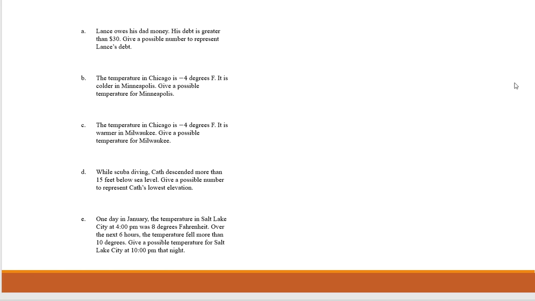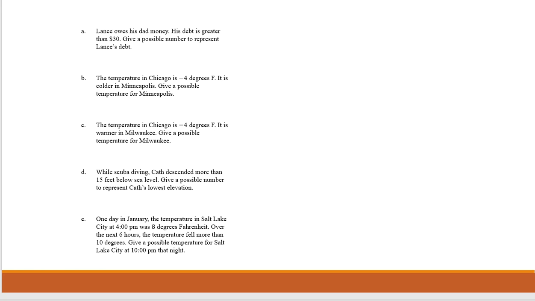Okay, so let's go ahead and go through these. Not all of your answers are going to be exactly the same. So Lance owes his dad money. His debt is greater than $30. Give a possible number. So this says his debt is greater than $30. Give a possible number to represent Lance's debt.